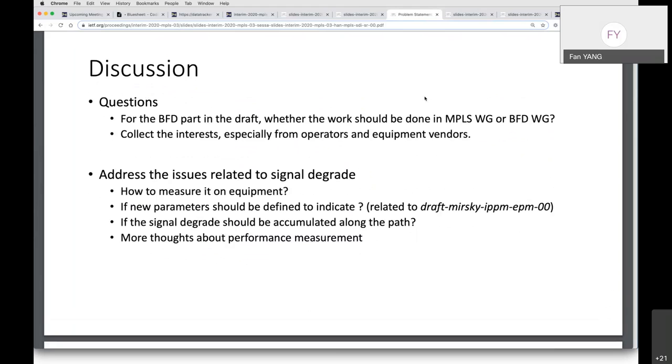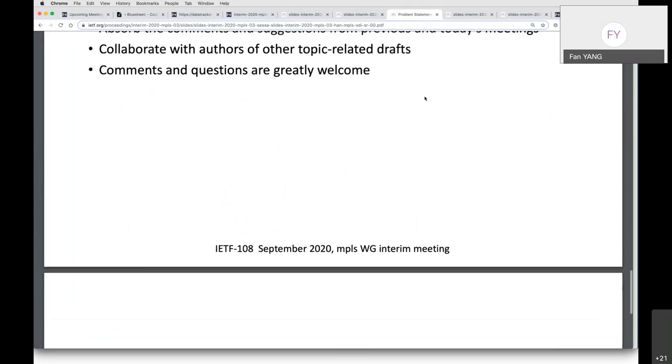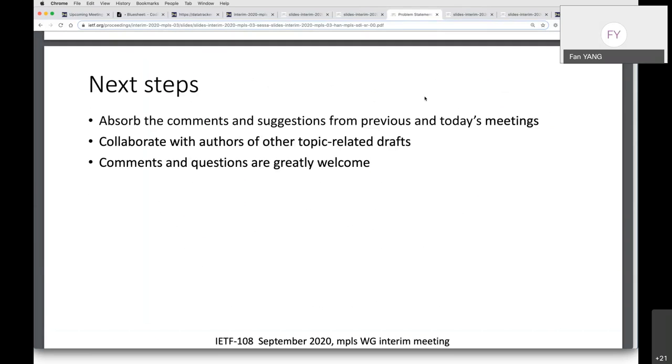Okay, next, please. Yes, we have already observed some suggestions from offline discussions and from the previous meetings, and we would like to have more discussion and to collaborate with the authors from other related topic drafts. We also want to hear more comments about this new draft, and that's it. Thank you.